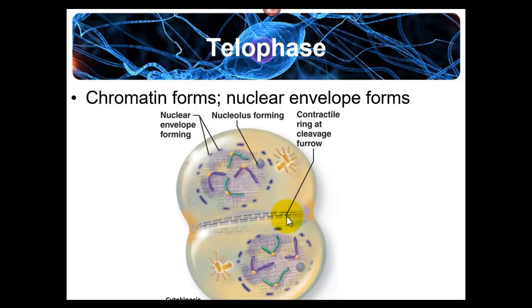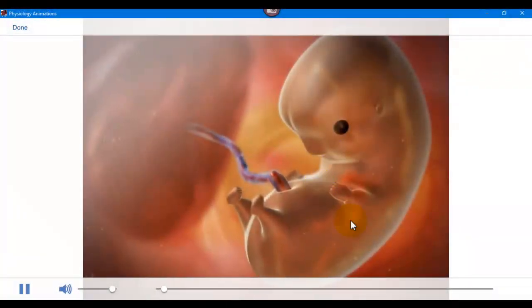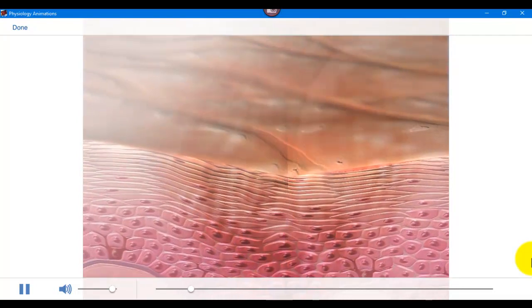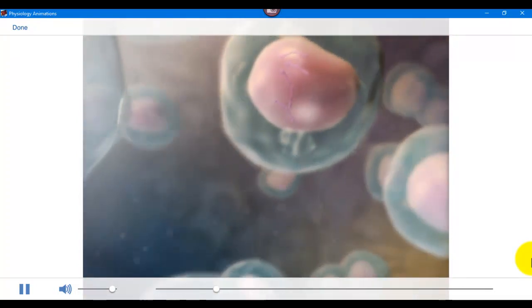And that's actually called cytokinesis. When the cell finally divides and forms two cells, it's called cytokinesis. Kinesis means movement. The human body develops, replaces old cells with new cells, and repairs itself with the help of cells that constantly multiply by dividing.